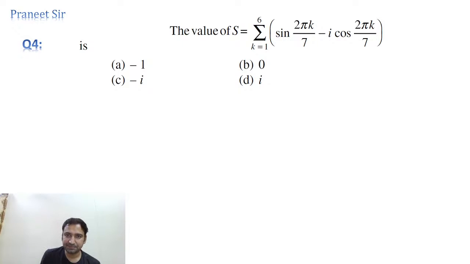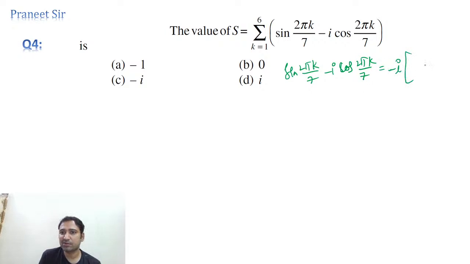So tell me guys. Sine 2 pi k by 7 minus i into cos 2 pi k by 7. Can I take i common? If I take minus i common, what do we get? Cos 2 pi k by 7 plus i into sine 2 pi k by 7. Are we getting this or not? Let's check it.